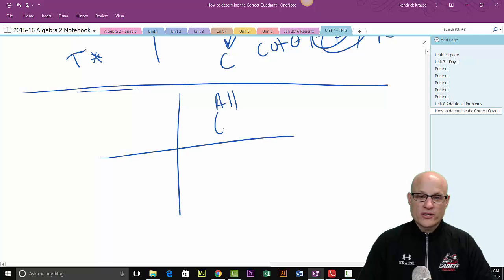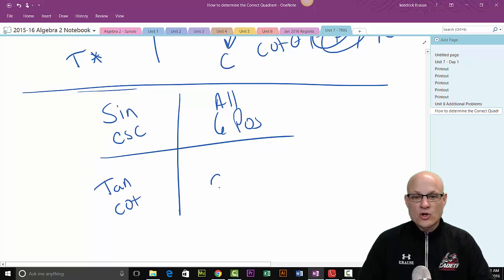All 6 positive here. Sine and cosecant positive here. Tangent and cotangent positive here. Cosine and secant positive here. This is where they're positive.